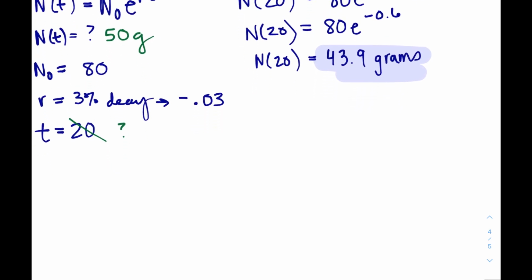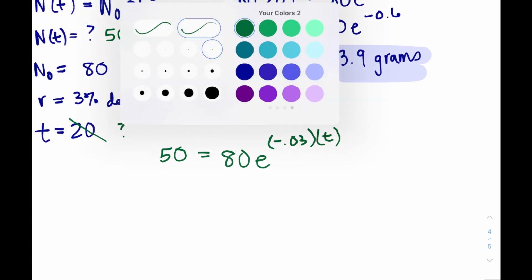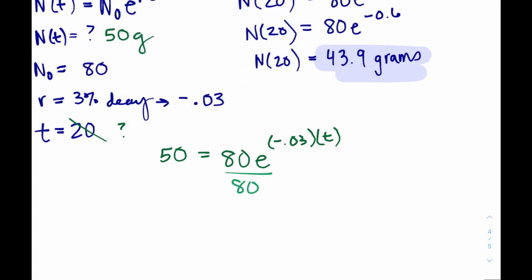So here the setup's going to be 50 grams equals 80 grams e to the rate, which is still negative 0.03, times t. It's the time that we don't know. Okay, we don't know how long that's going to take. But now we've got our variable in the exponent. We have to solve for that. We can't just type this into our calculator because we haven't isolated the variable yet. So the first thing I'm going to do is divide both sides by 80 to isolate that exponential part. That's going to leave me with 5/8 equals e to the negative 0.03t.